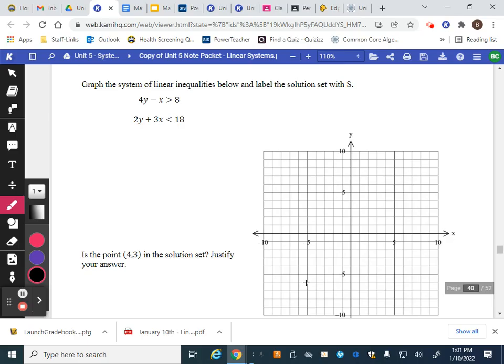All right, so take a minute, solve these inequalities for y, graph them, see how they turn out, and then restart the video and check to see if your answer matches mine.